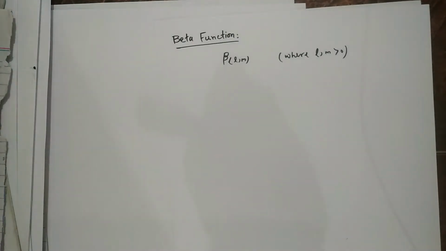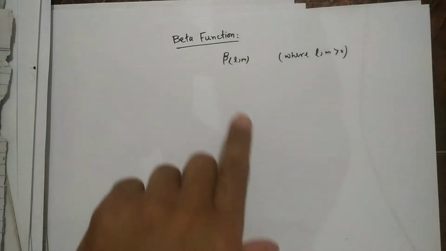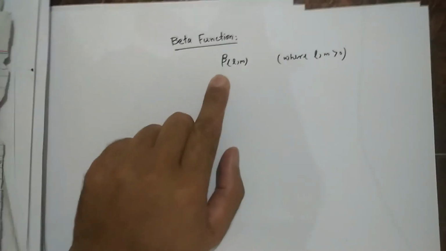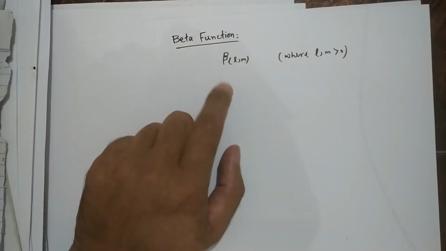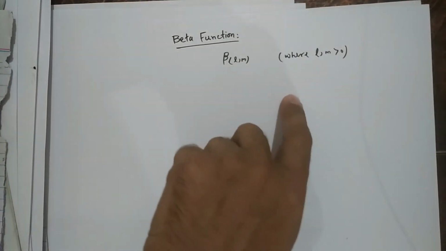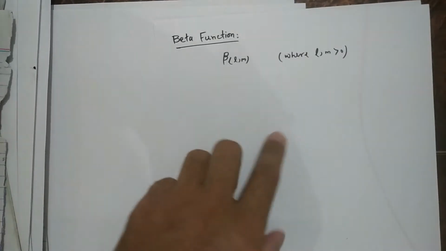Actually, the beta function is a unique function where it is classified as the first kind of Euler's integral. The beta function is defined in the domain of real numbers. The notation to represent the beta function is beta(L, M), where L and M should be real numbers.